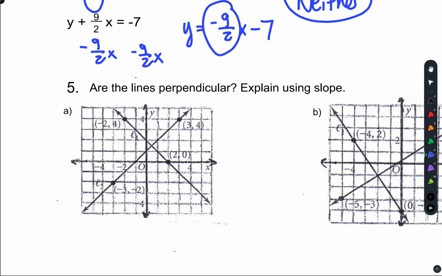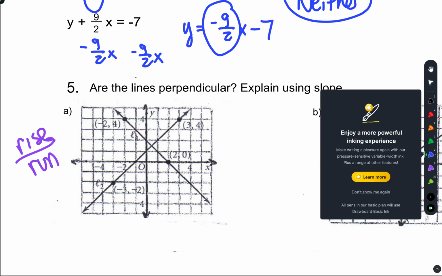All right, let's talk about perpendicular here for a second. Are the lines perpendicular? Explain using slope. Again, we cannot just eyeball this. We have to give some kind of justification. However we choose to find slope, the easiest way is to just count our boxes, rise over run, to find slope. So rise over run.